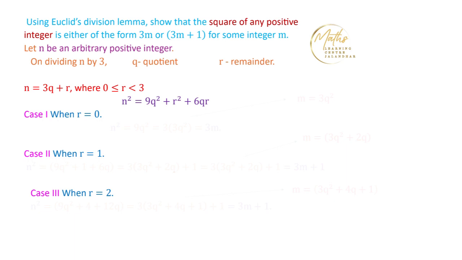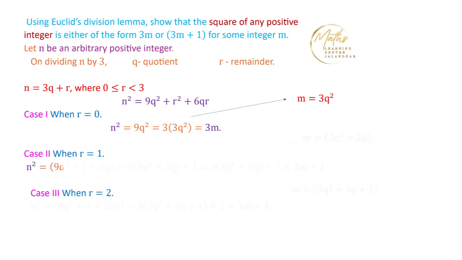Corresponding to the first value, r is equal to 0, when we substitute r is equal to 0 in this equation, we get n square is equal to 9q square, and we can write 9q square as 3 into 3q square. Now if we substitute 3q square as m, then we obtain n square is equal to 3 times m.